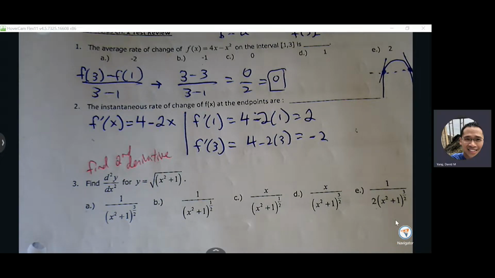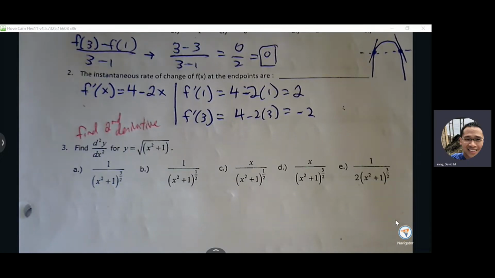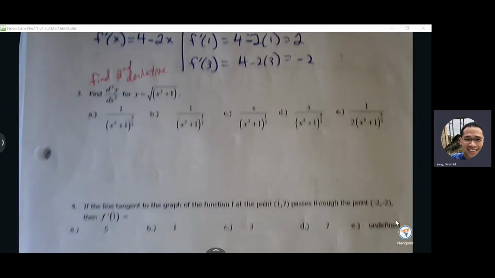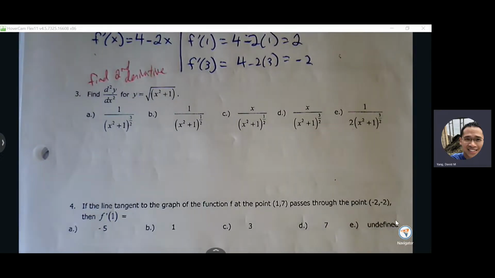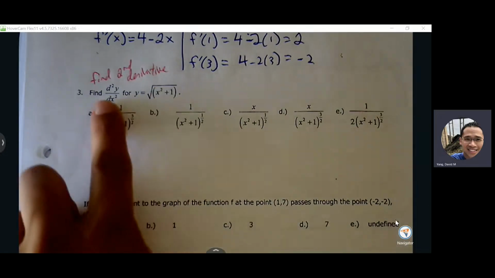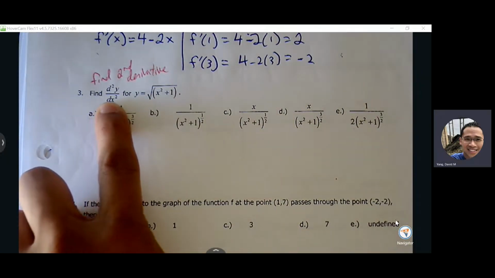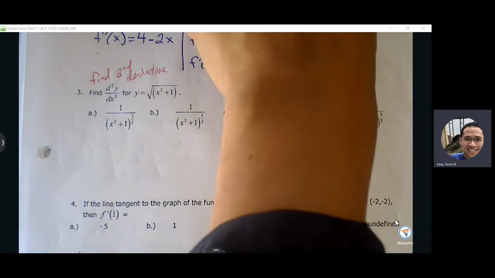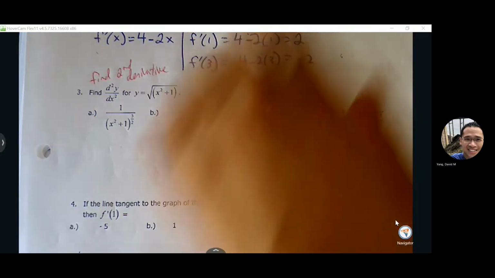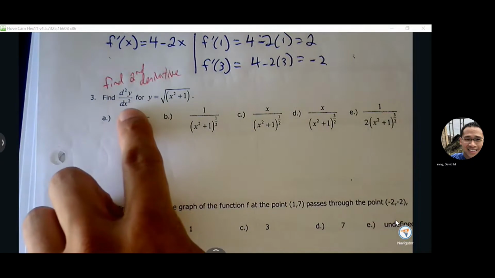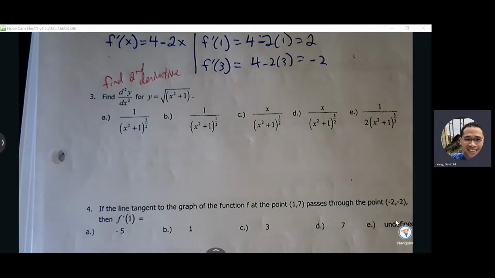Okay, number 3. We need some space for this, so if you're able to create some space or put this on a separate sheet. Number 3 says find, that notation means find the second derivative, d2y over dx2. Find the second derivative for y equals square root of x squared plus 1. But before we can find the second derivative, we first have to find the first derivative.